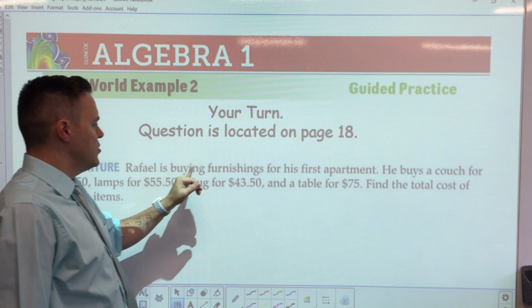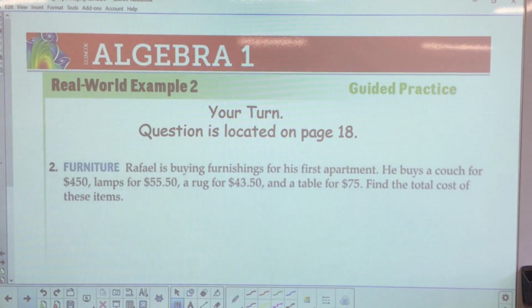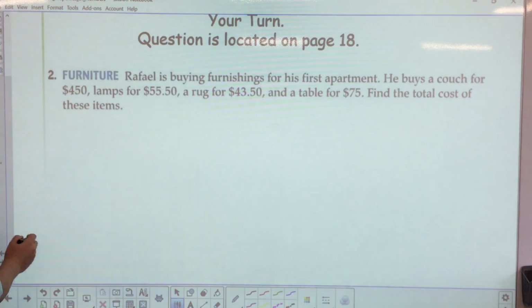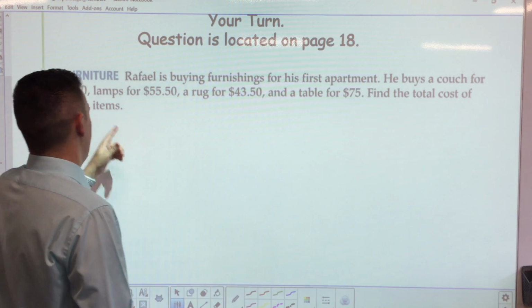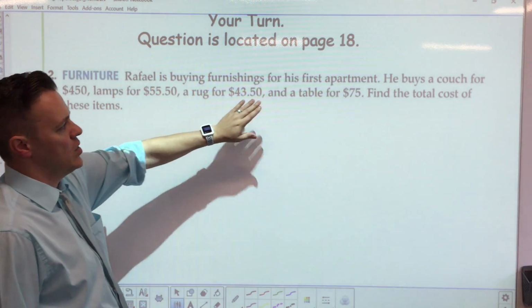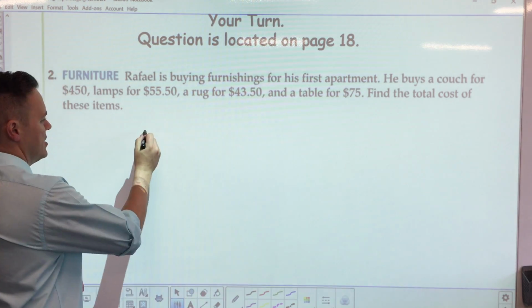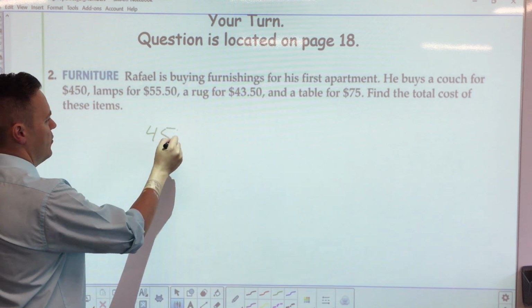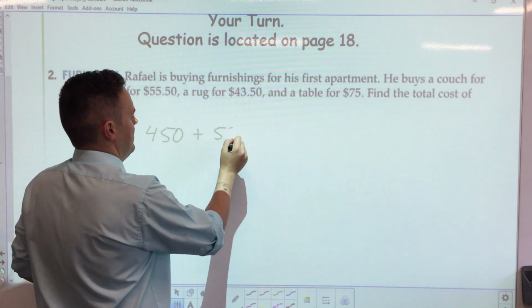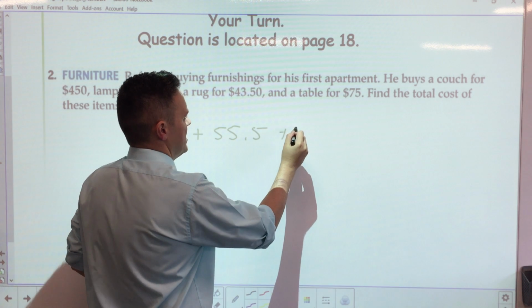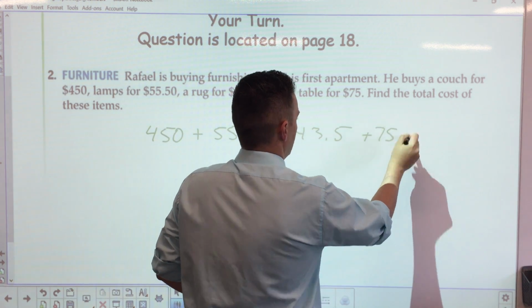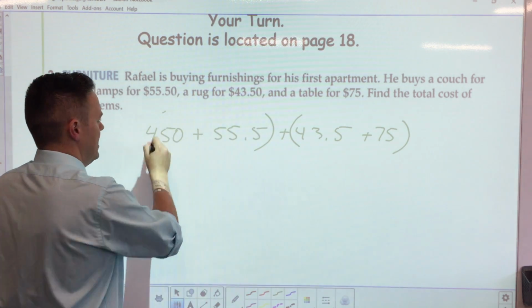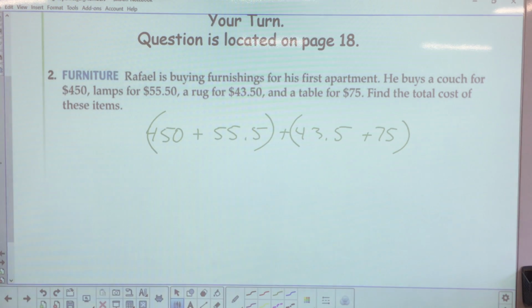All right, what I want to make sure you guys do is please practice this one right here, and then we'll go from there. Same principles apply here, ladies and gentlemen. Buying furnishings for our first apartment. A buys a couch for $450, lamps, rug, table. Find the total cost. So you do the same thing, $450 plus 55.5 plus 43.5 plus 75. Group them together, add them up, come up with the total cost.